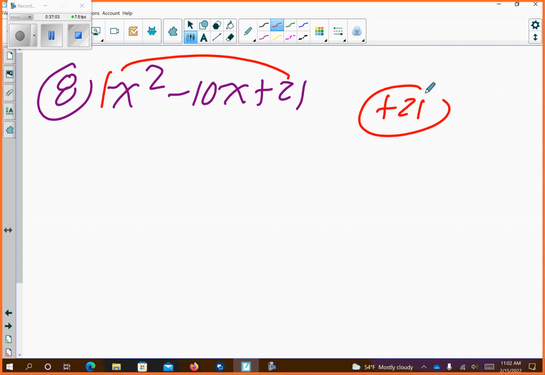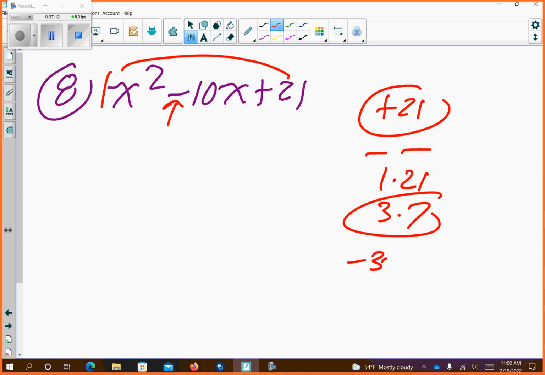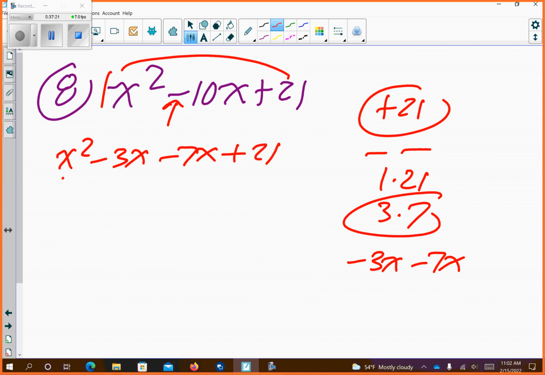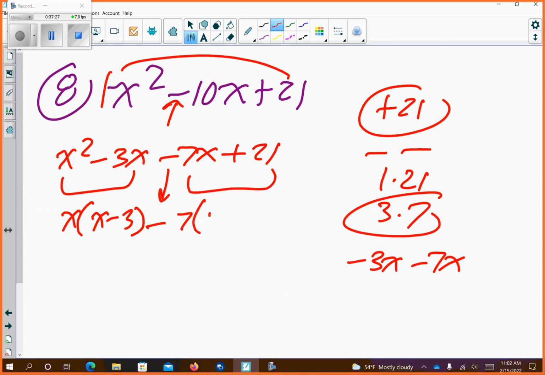In order to get a positive number, you have to have the same signs. Because there's a negative there, they're both negative. 3 and 7 are going to work to add to negative 10. If I add those together, I get negative 10. Put them in whatever order you want. Just make sure you bring the sign with it. Make sure you change the signs.